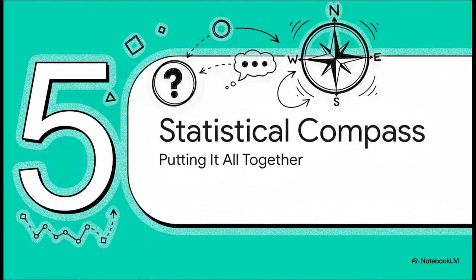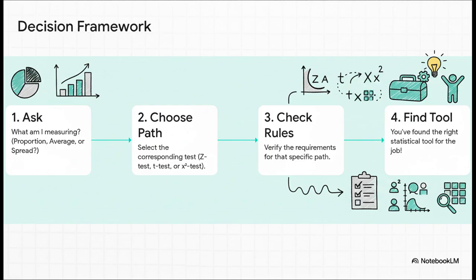All right, let's pull it all together. Think of what we've built as your new statistical compass, a simple tool that's always going to point you in the right direction. So here it is, your simple 4-step framework. You're not lost anymore. Step 1, always start by asking, what am I really measuring here? A percentage, an average, or the spread? Step 2, your answer to that question immediately points you down one of the 3 paths, to the z-test, t-test, or chi-square test. Step 3, do a quick check on the rules of the road for that specific path. And boom, step 4, you've done it. You've confidently picked the right tool for the job.